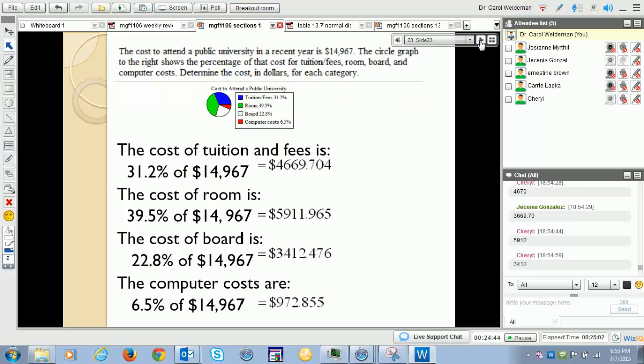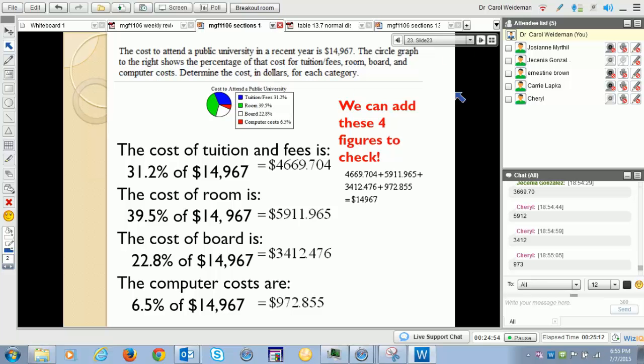The nice thing on a problem like this is you can add these up together and make sure you come out with the total tuition. So that's kind of a nice thing on a problem like that. It gives you a nice check. Okay, and they do add up.